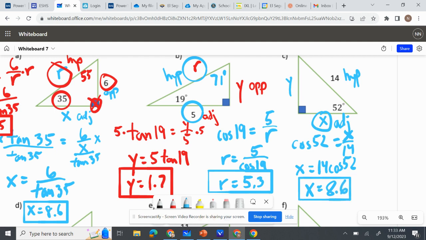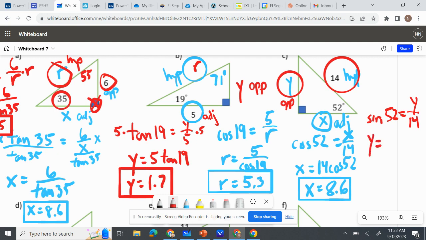Now I'm going to solve for my y value. So when I'm solving for my y value, what I have is my opposite over my hypotenuse, which would be sine. So the sine of 52 is equal to y over 14. Since y is on top, that means I'm multiplying. So it would be 14 sine of 52. And that right there would give me an answer of 11.0.